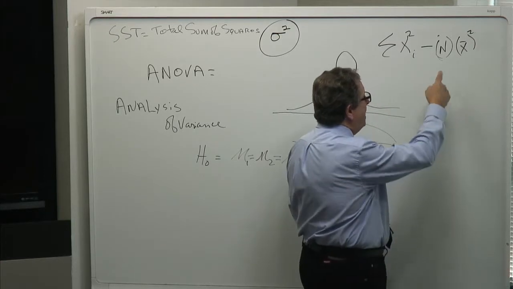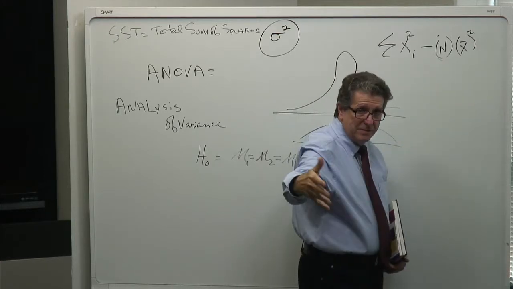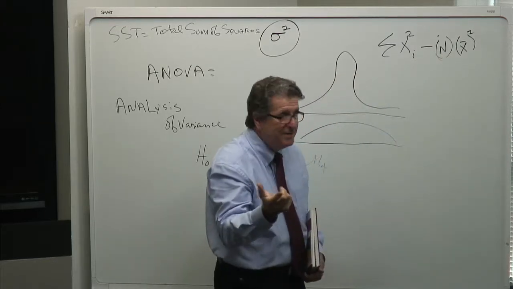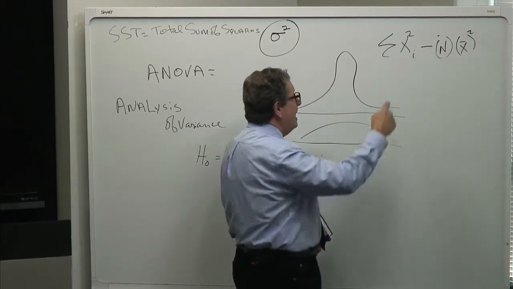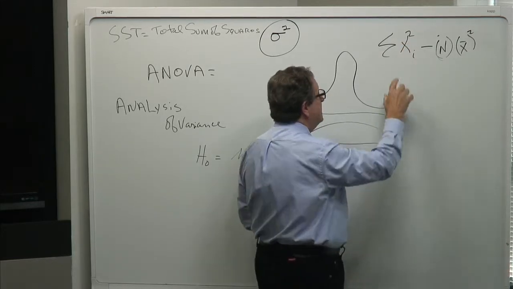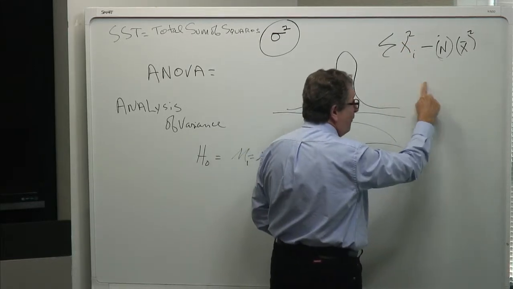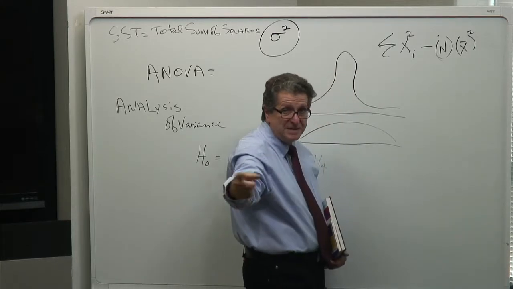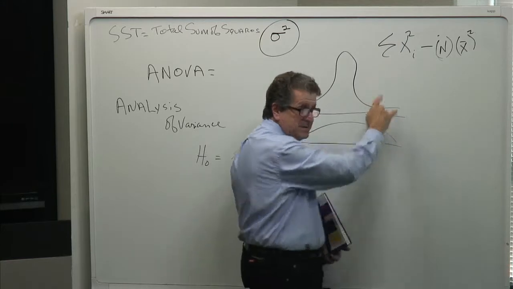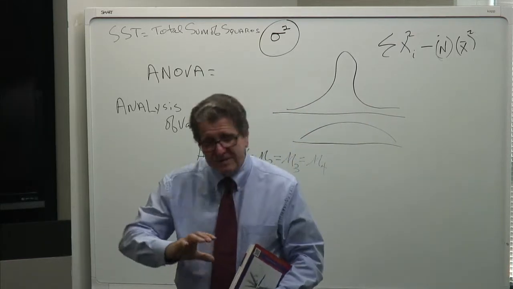We had to count up how many scores we're working with to get N. That's the easiest one, right? And then we had to take the X squared columns, the sum of them. So that's why we have four of them, because we've got four categories in this example. That's where we got these numbers.